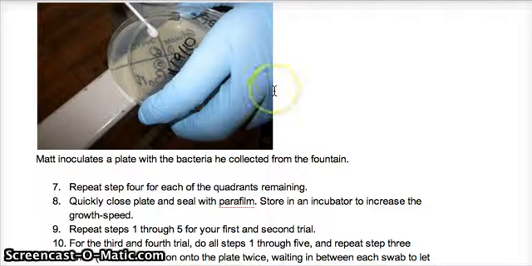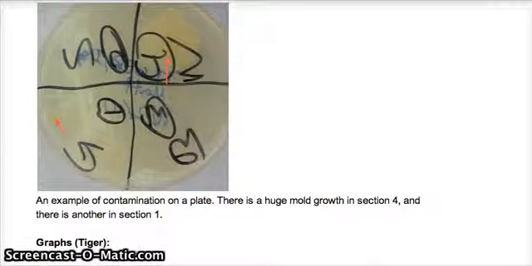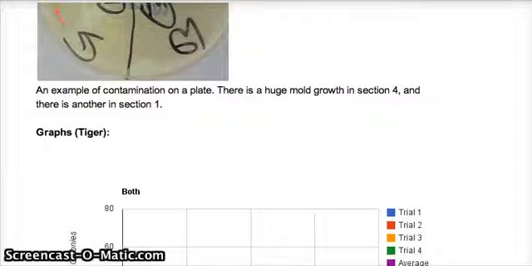Sorry about that. And here you can see we're swabbing the bacteria onto the plate. And this is an example of contamination. There are some mold growths on the plate, which is something that you want to try to avoid if you're doing an experiment. And here's Tiger with the final graph.